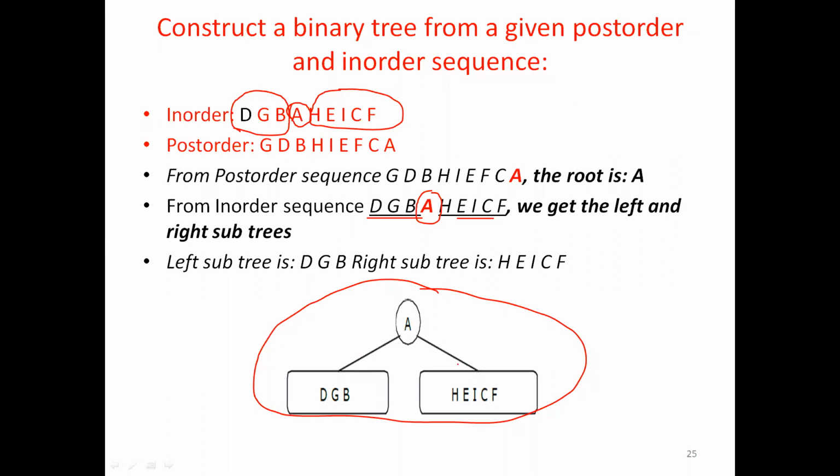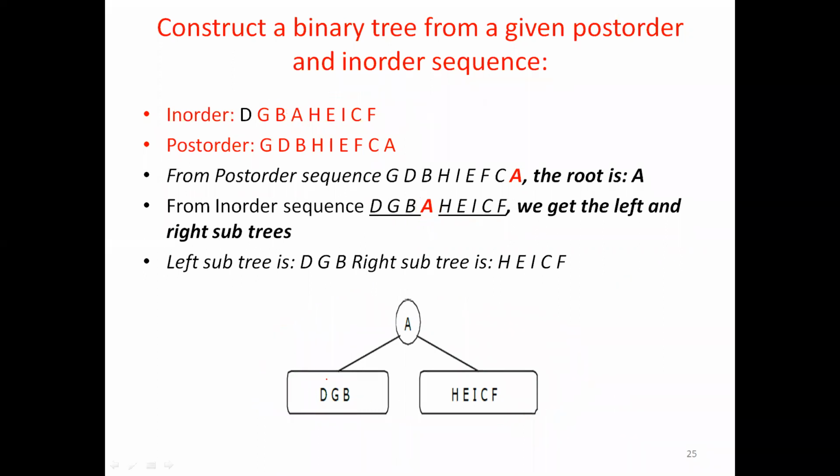Okay, fine. Now what will I do? I will take DGB now. I am going to the left part. Sorry, one second. So now I'll take the DGB. From this, what can I understand? B is the root node.